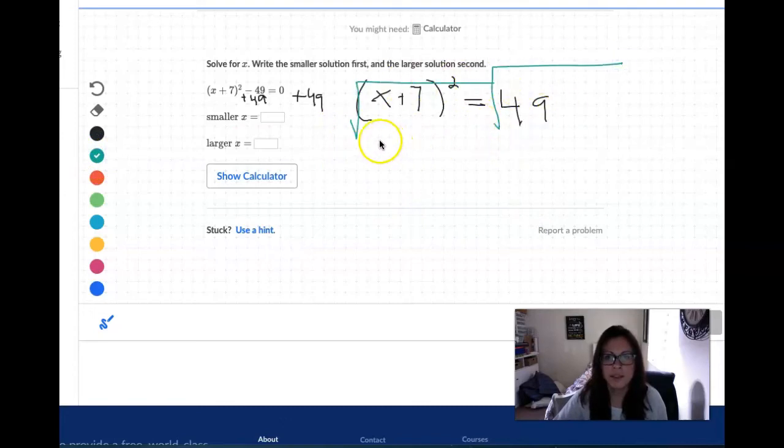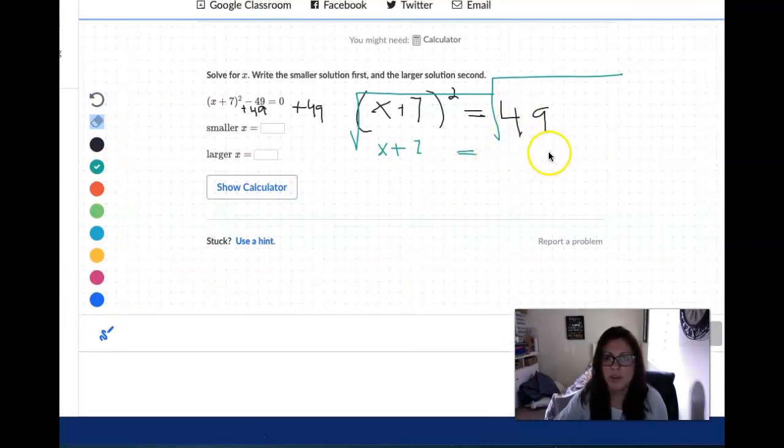Plus or minus. Equals plus or minus. Actually, I asked you guys not to simplify the radical to the end, just in case. So I'm going to move the plus or minus square root of 49 to the end here. All right, so now it's x plus 7 equals plus or minus the square root of 49.